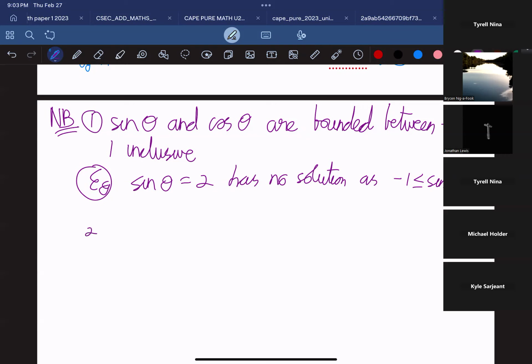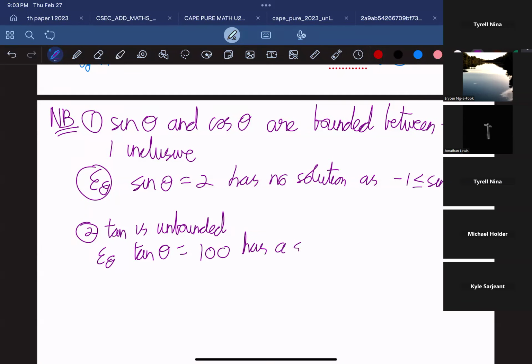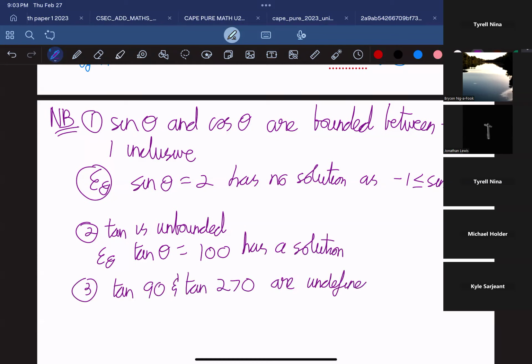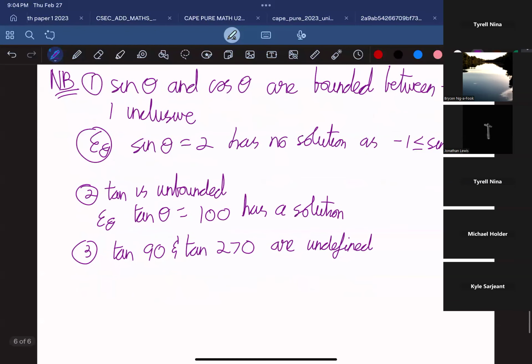Second thing, two: tan is unbounded. So tan theta equals 100 has a solution. Three: tan 90 and tan 270 are undefined. They have no values. So these are things you need to know when you're solving them.